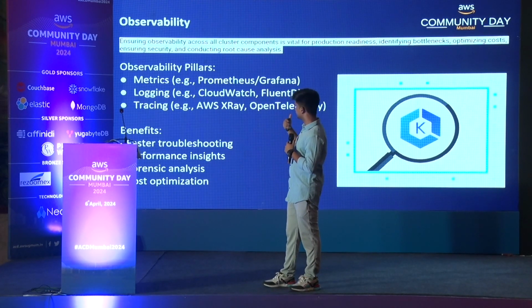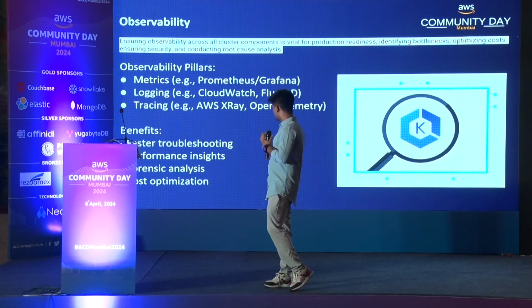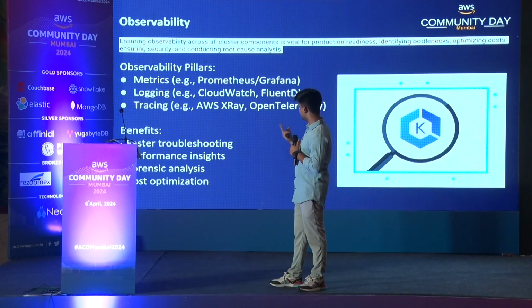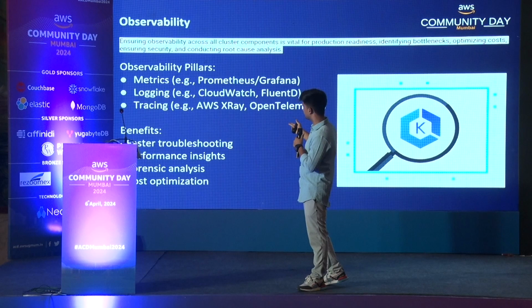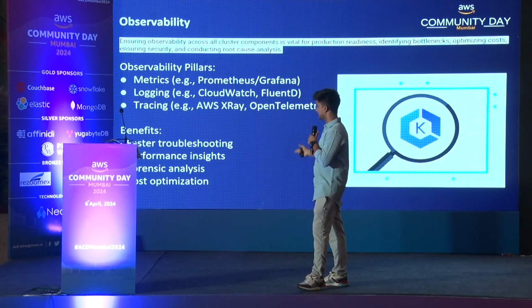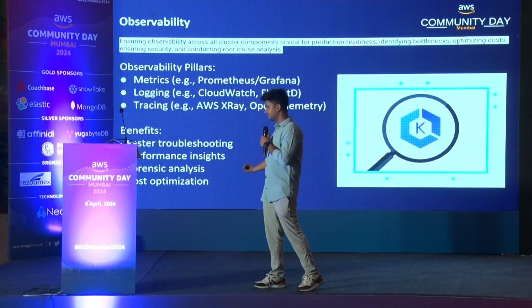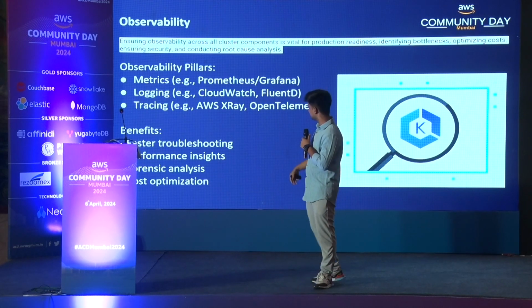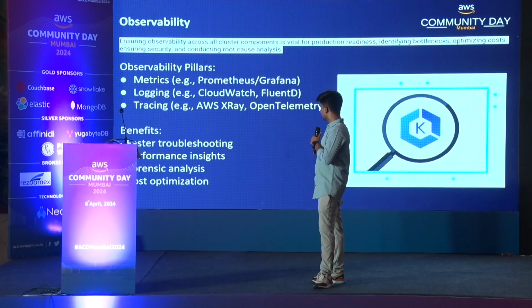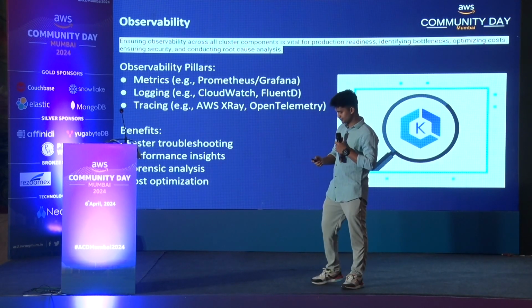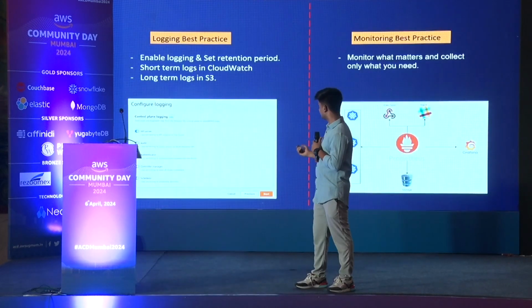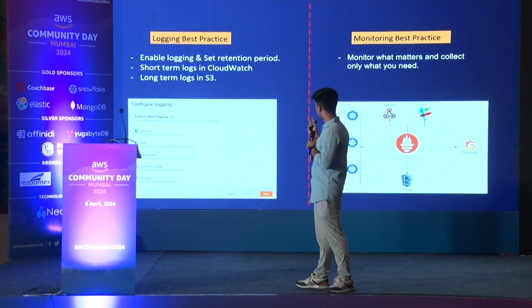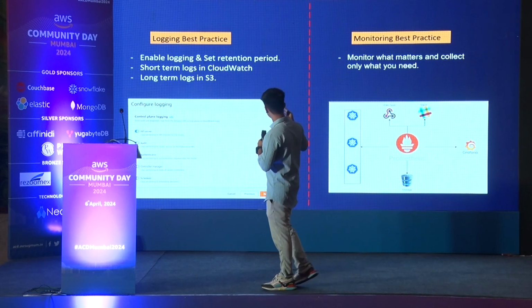You have to check what metrics are important for you. Then you can implement logging, tracing, and these are all different benefits on why you should observe your applications on Kubernetes: for faster troubleshooting, performance insights, forensic analysis, and all those things. So what things should you take care of whenever you implement observability? There are 2 best practices here for logging and for monitoring.